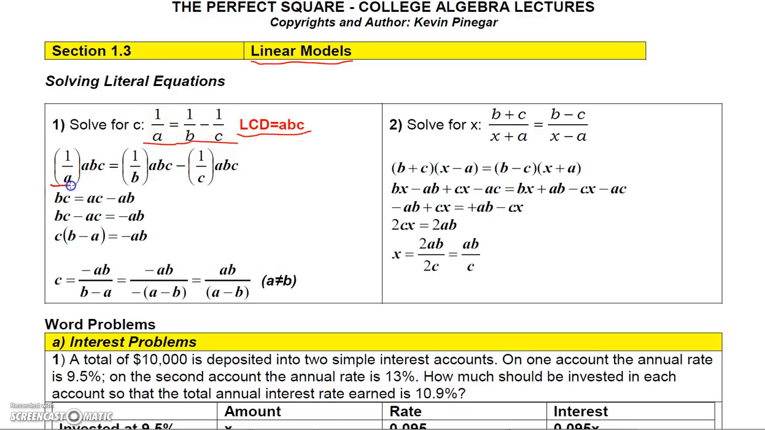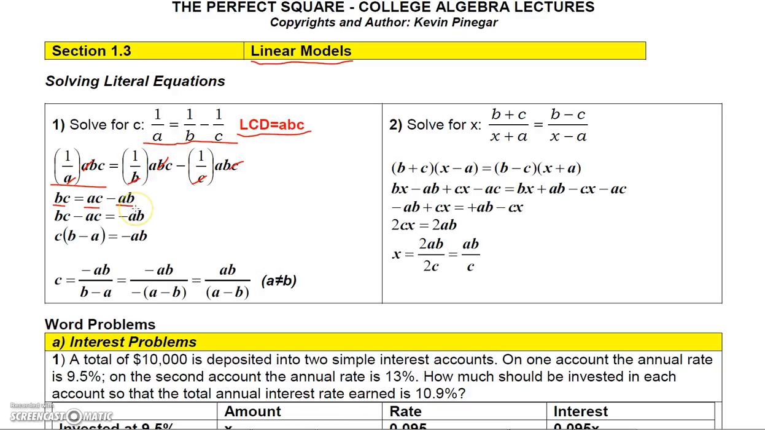So here, if you multiply 1 over a by abc, the a's cancel and you get bc. Here, if you multiply 1 over b by abc, the b's cancel and you get ac. And then here, if you multiply 1 over c by abc, the c's cancel and you get ab.